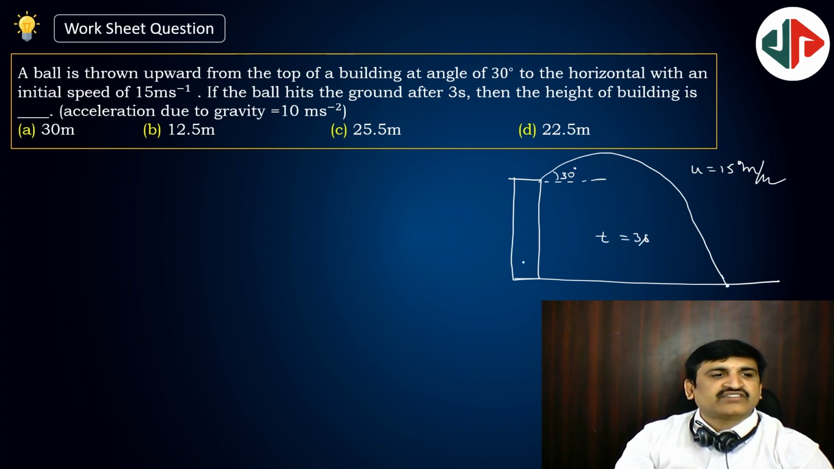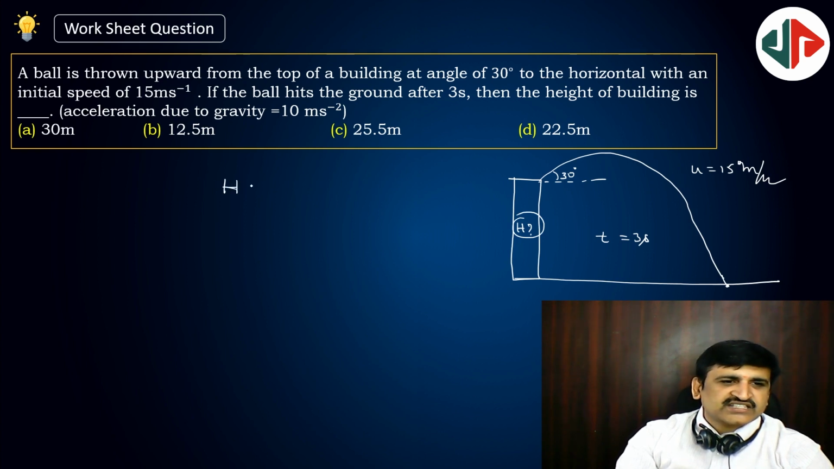The height of the building h is equal to, this is nothing but a body thrown from a height. You can consider only the vertical motion because h is given. So it's a vertical displacement: h is equal to uy t plus half ay t square, that is, s is equal to ut plus half a t square. Now we have to give the signs.